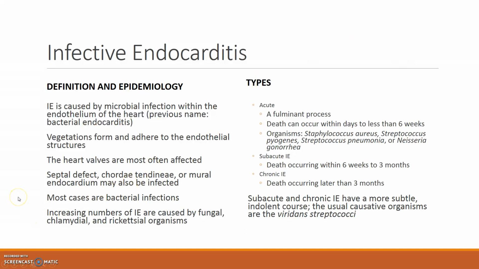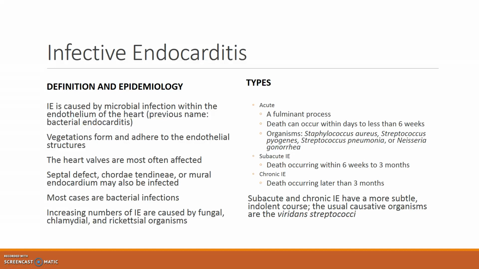Septal defect, chordae tendineae, or mural endocardium may also be infected. And again, most cases are bacterial, but there are an increasing number of infective endocarditis cases caused by fungal, chlamydial, or rickettsial organisms. So what kinds or types are there?